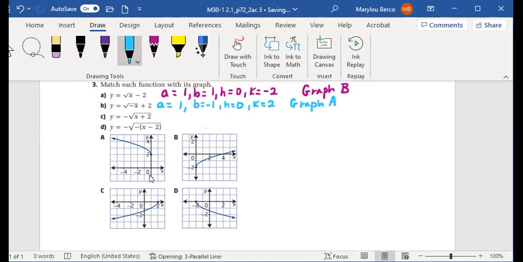Let's take a look at the next one. y equals negative root x plus 2. Well, in this example, a equals negative 1, b equals 1, h equals negative 2, and k equals 0. So the graph of y equals root x is reflected in the x-axis and translated 2 units to the left. So that would be graph D.